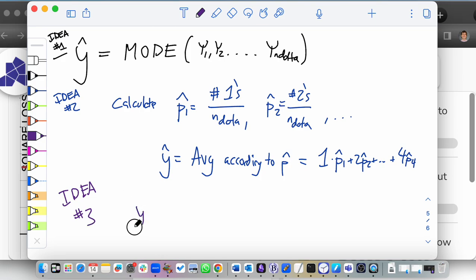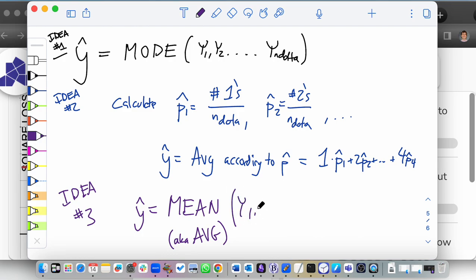Average. Okay. So your idea is actually really similar to the first idea, except instead of doing mode, you did mean, the average, aka the average of y1, y2, all the way up to yn data. So that's another idea. Great idea. Anyone else for ideas? Which of these ideas is the best?